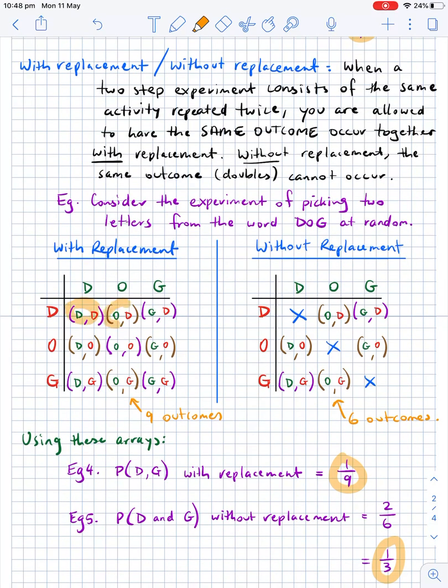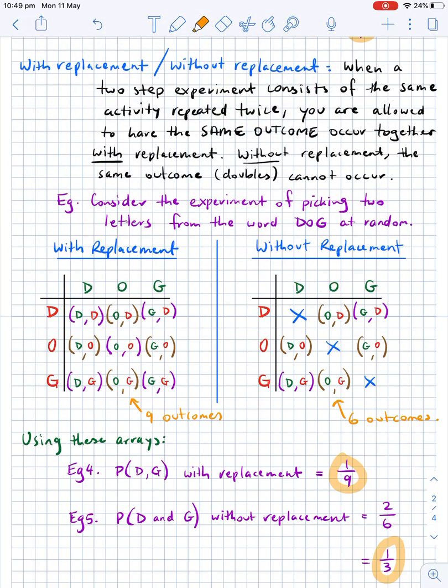So with replacement, we've got 1, 2, 3, 4, 5, 6, 7, 8, 9 different outcomes. And with the without replacement option, we've got 1, 2, 3, 4, 5, 6 outcomes. So this one only has 6 and this one over here has 9. There's a big difference in the number of outcomes, and that will affect your denominators with your questions. Okay, so let's do some examples.